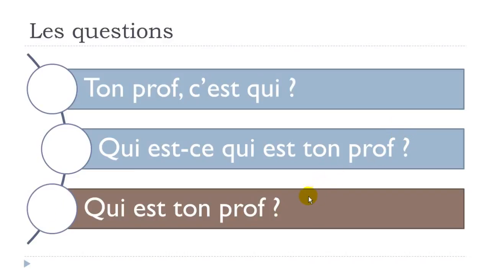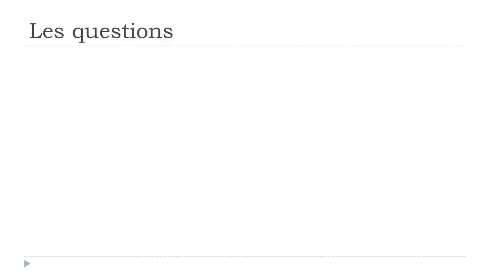And the official or formal way is basically not that difficult or that long, okay? Normally, if you want to ask a question correctly, the official way, you start with the question word. So qui, who? And then the verb: est ton prof. Qui est ton prof? Okay, first one, ton prof, c'est qui? Qui est ton prof? All right. Let's see another one.